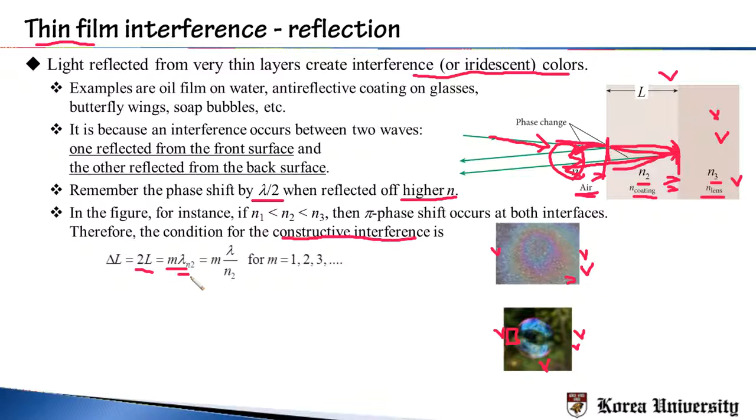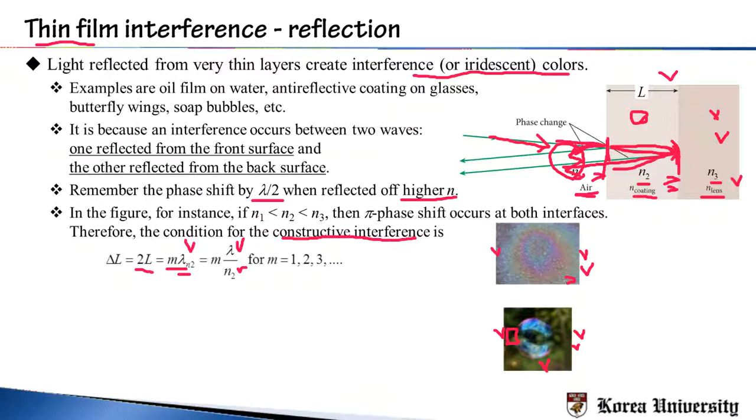We learned that the wavelength inside the medium depends on the medium, and this is happening inside this matter, which has the refractive index N2. So therefore the wavelength in this case is not the original wavelength, but the original wavelength divided by the index of refraction. So therefore it has to be lambda divided by N2.